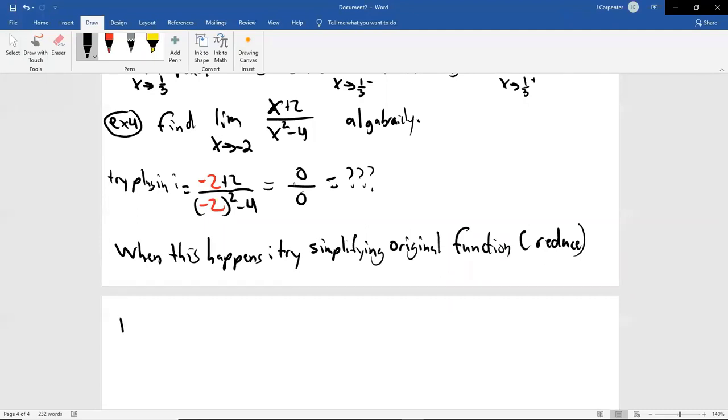So let's go back to the original problem. The limit as x approaches -2 for x plus 2 over x squared minus 4. Sorry, I'm a step ahead in my head. So this would be the limit, and yes, you do have to keep writing this every time in your work. It's tedious. Of x plus 2 over, well, the bottom's factorable.